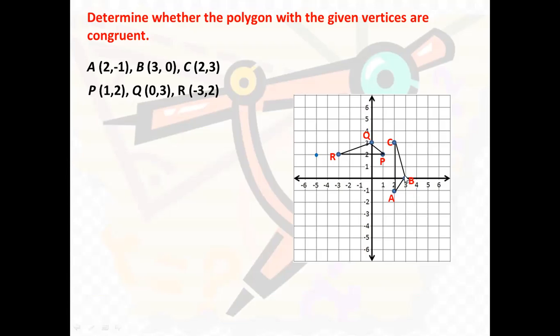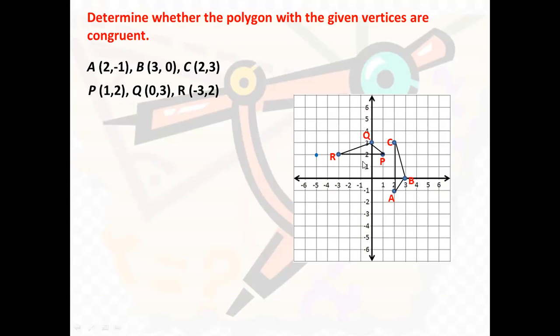Now, is it a translation? Translation will not turn the figure. It will just move it up or down. That's all. It won't turn the figure. So the only one which turns the figure is rotation. So obviously, this is rotation. So one thing you know, the transformation is rotation.